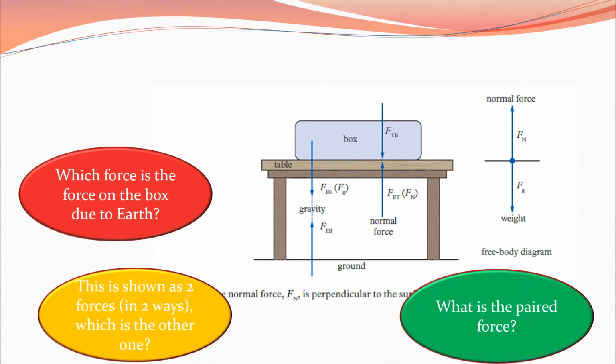Okay, which force is the force on the box due to Earth? What we're looking at here is this, which is the force of gravity, or another way to say that is its weight. The paired force for that one is here. The box is being attracted towards the Earth due to gravity, but the Earth is also being attracted towards the box. We don't generally think of it in terms of the second way, because the mass of the box is so insignificant compared to the mass of the Earth, but that's what's going on. That's the paired force. The box is attracted to Earth, just like the Earth is attracted to the box.